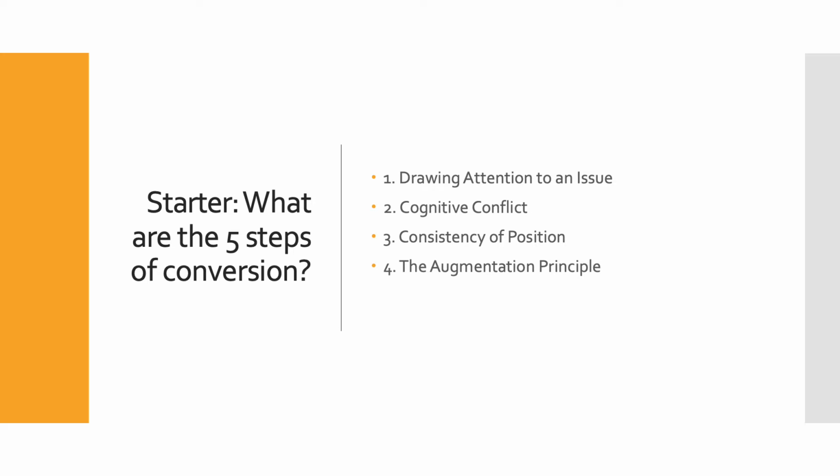The augmentation principle, when you are willing to suffer or sacrifice something. So loads of women were imprisoned, they went on hunger strikes. Emily Davison even died for the cause. So this is how they showed the augmentation principle.